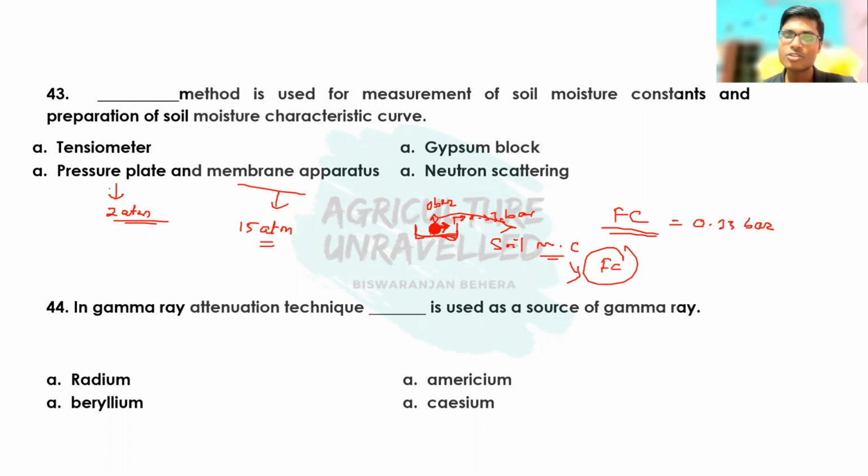So in this way, the soil moisture content or the soil moisture constants can be determined by using pressure plate or pressure membrane apparatus under laboratory condition.